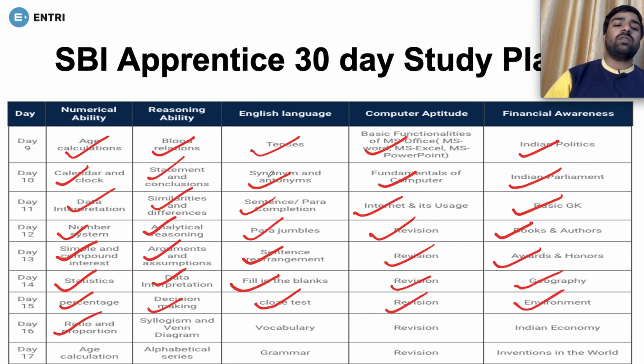On day 16, go with ratio and proportion from numerical ability, syllogisms and Venn diagrams from reasoning, vocab from English, revision of computer and Indian economy from financial awareness.